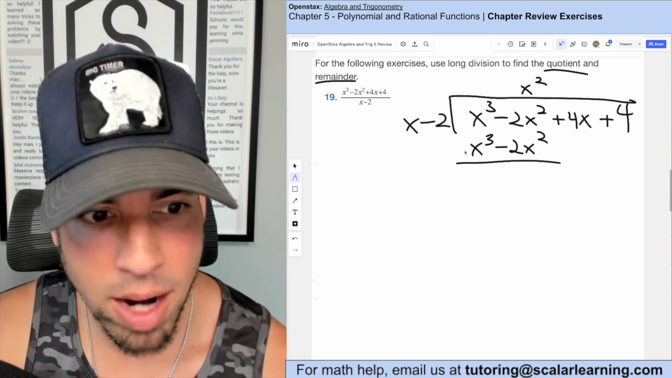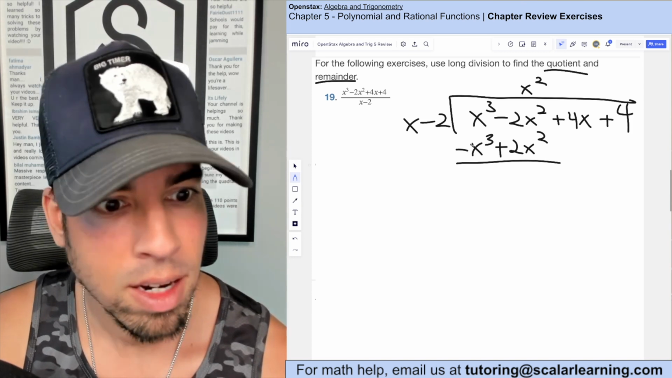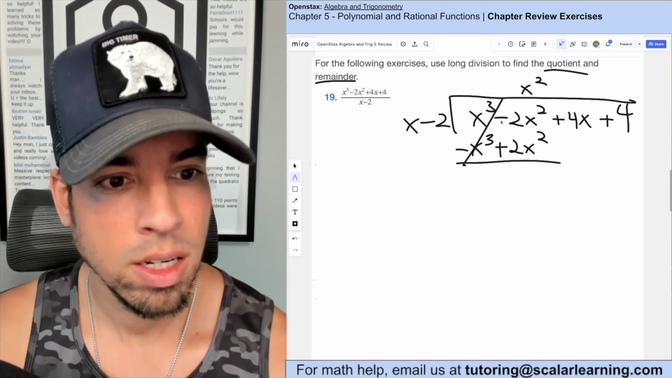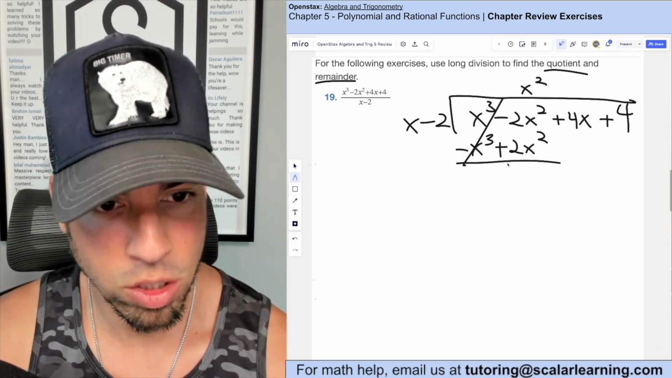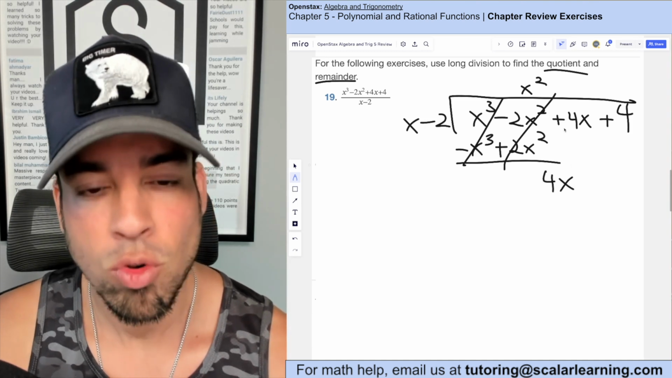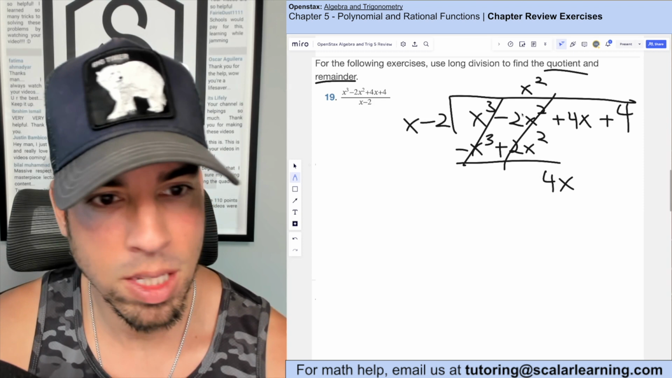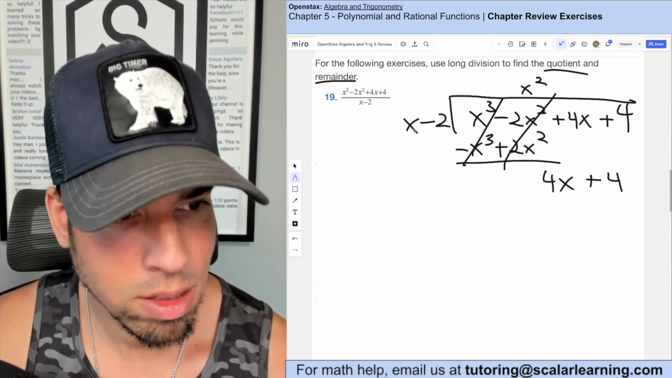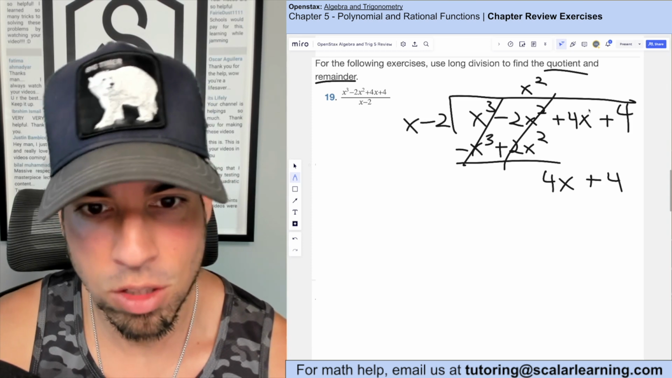As we subtract, I like to say negate, negate, and then we add them together. A little bit easier for me to comprehend, so that's why I recommend it. Cancels out, -2x squared plus 2x squared, those cancel out. And then we're going to drop that 4x down here. Now, normally we drop one term at a time and then go again, but we may as well drop both because we already can see that we still have a variable and a constant, so that's okay.